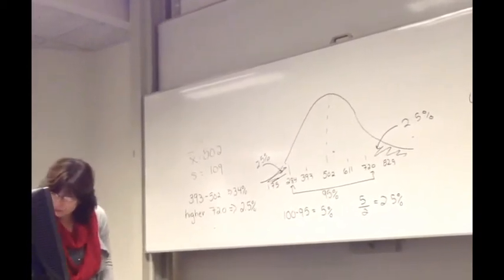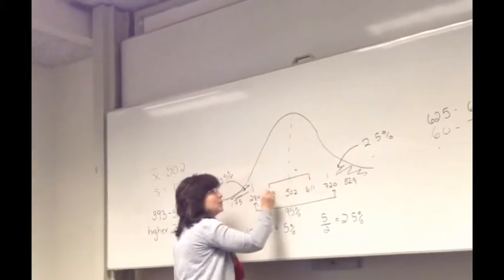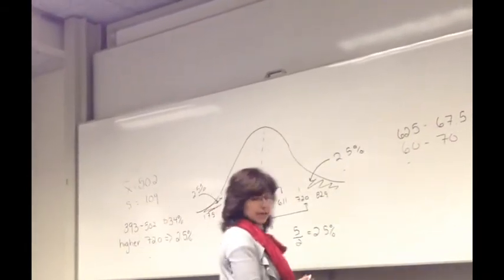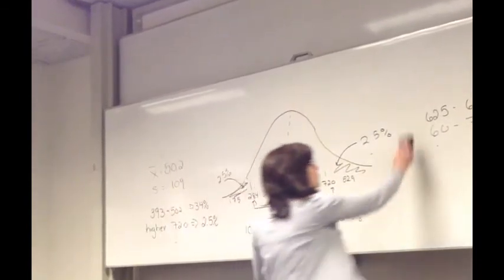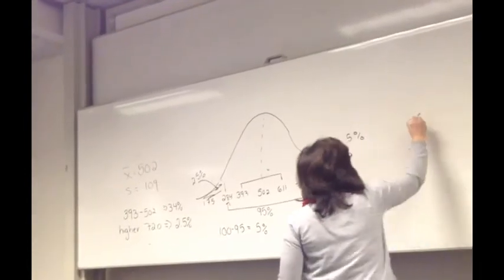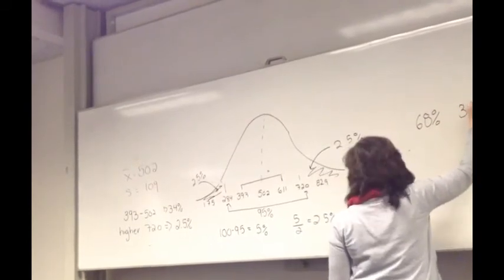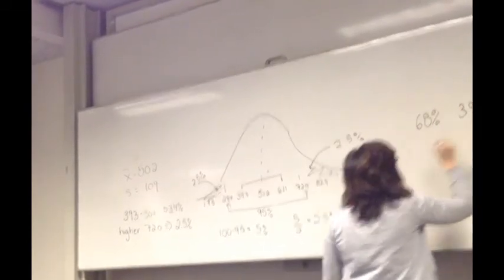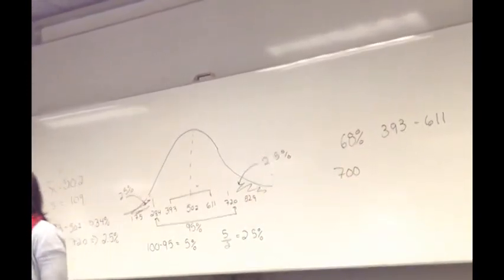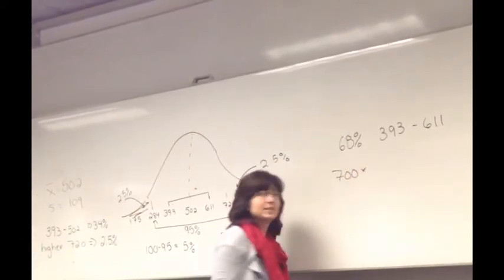between 393 and 611? So 393 and 611 is what? What percentage did we say fell there? 68%, okay? I know that 68% of the students taking the SAT are going to fall between 393 and 611. If 700 of the students took the exam, to figure out how many would score within that middle, I multiply 700 by 68%.